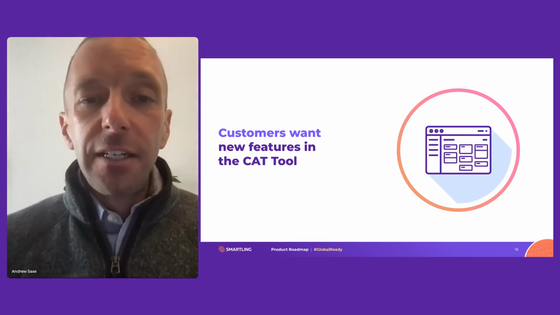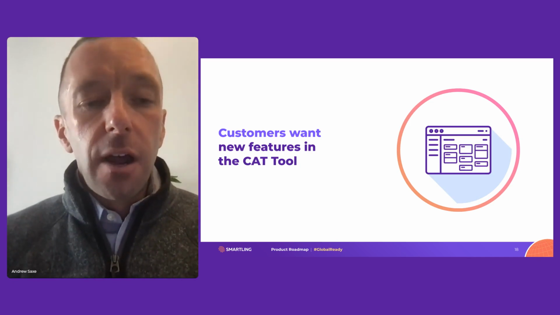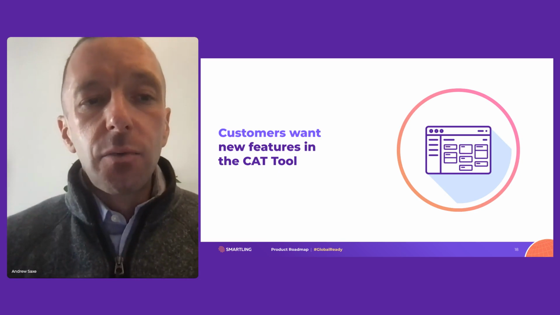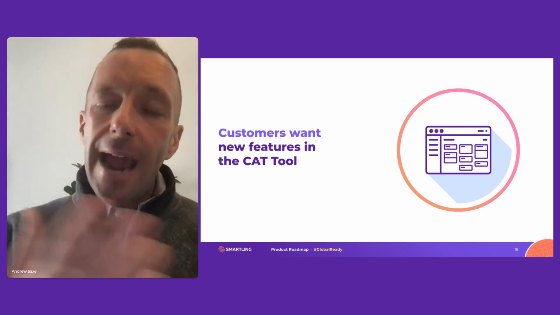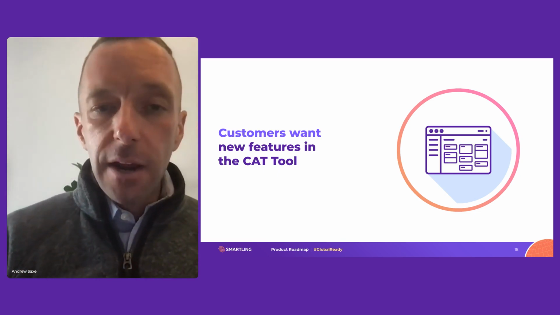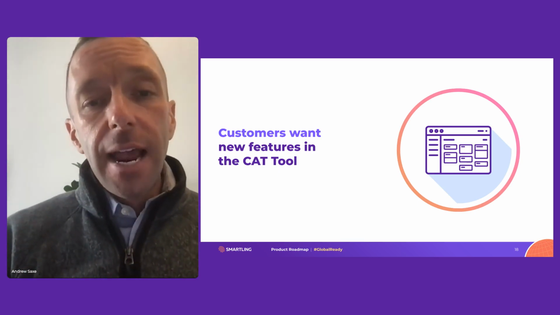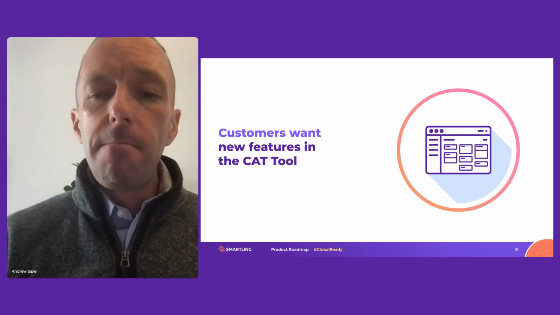The CAT tool continues to be a major source of requests, and these are both for feature requests as well as improvements, and it's both the CAT tool, transcreation tool, and review tool, and many of these come from third-party vendors and linguists who are in the platform.